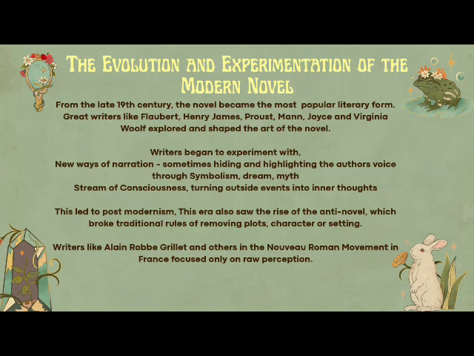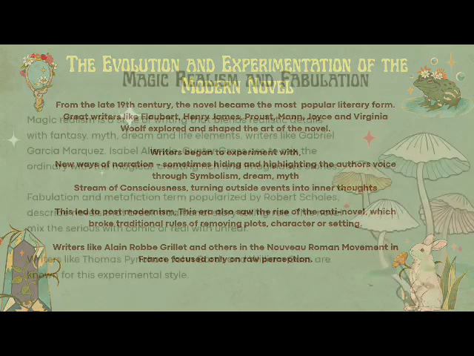This led to postmodernism. This era also saw the rise of the anti-novel, which broke traditional rules by removing plots, characters, or settings. Writers like Alain Robbe-Grillet and others in the Nouveau Roman movement in France focused only on raw perception. In the late 19th century, the novel became very popular, and great writers shaped the art of writing. There were also anti-novel rules, such as removing plots, characters, and settings.